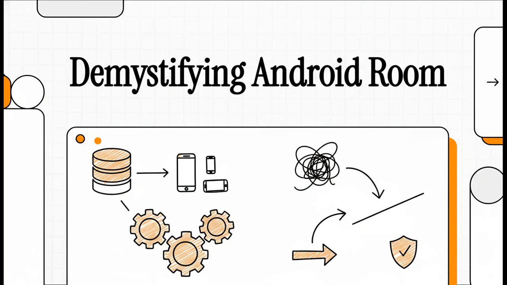All right, let's talk about Android Room. If you've ever built an Android app, you've probably had to save some data, right? Maybe it's user settings, a to-do list, whatever. That's data persistence. And let's be honest, it can get messy. Well, today we're going to break down how Room, which is Google's official library, takes all that complexity and makes it simple, powerful, and dare I say, actually kind of fun to use.